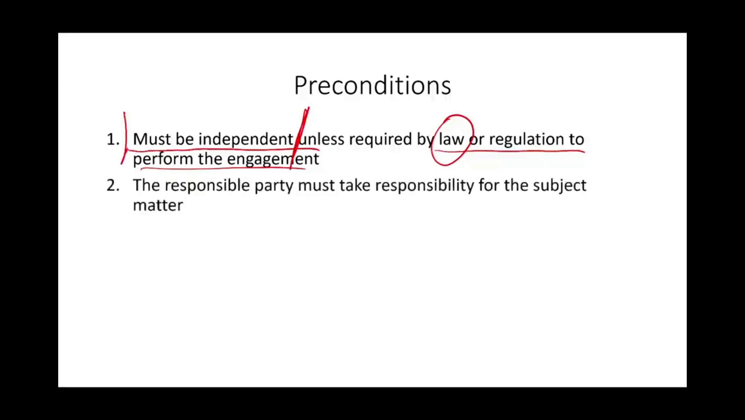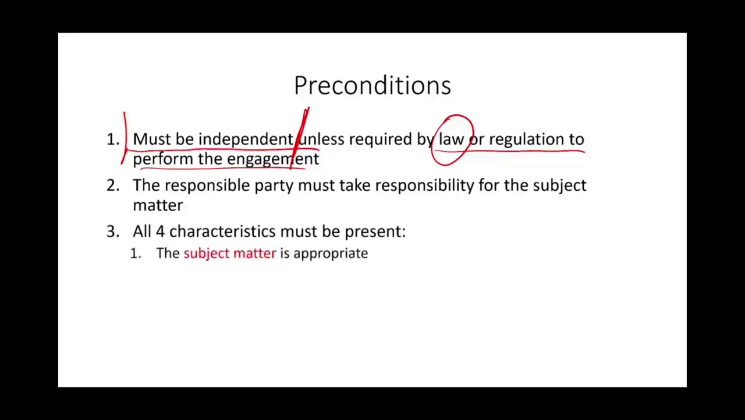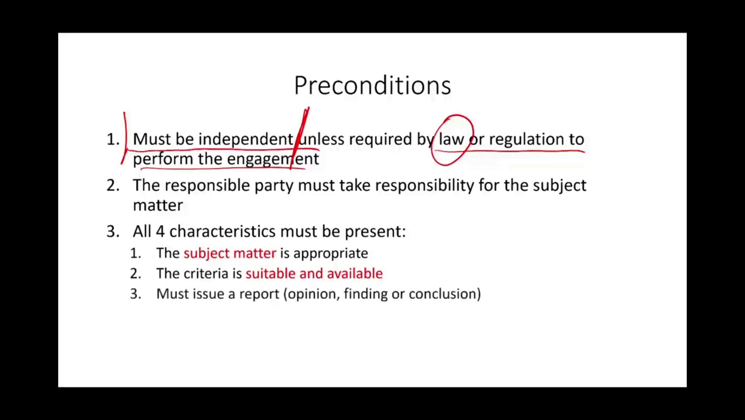The responsible party must take responsibility for the subject matter. Of course, whoever the responsible party is should take responsibility for the subject matter. And also, we have to have four additional characteristics to have an attestation engagement. The subject matter is appropriate. Well, we're going to talk about what subject matter is and what appropriate is. The criteria is suitable and available. We can measure it. We'll talk about the criteria a little bit more in a moment. You must issue a report, and that report could be an opinion, finding, or conclusion, depending on the engagement, and the report must be in writing.